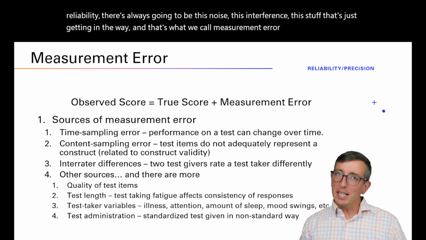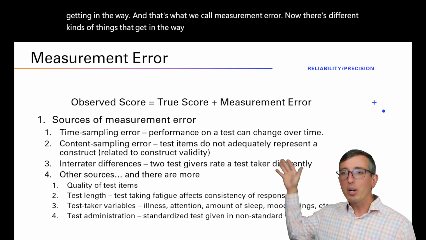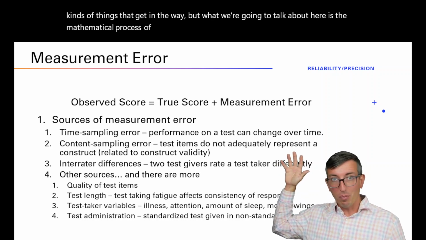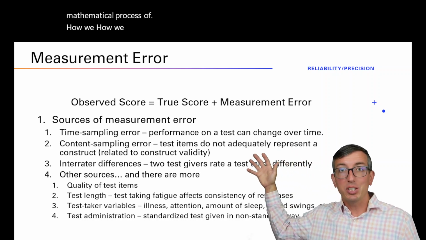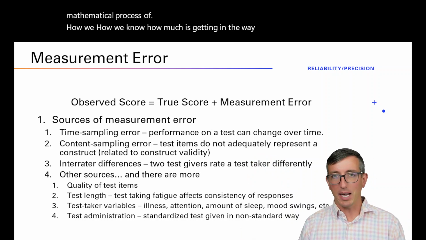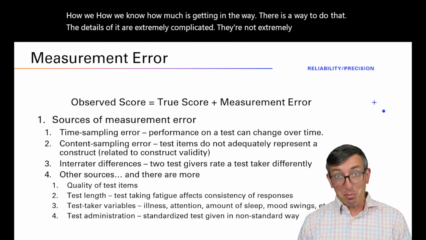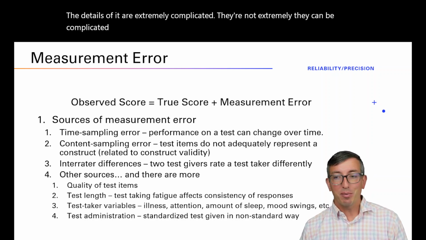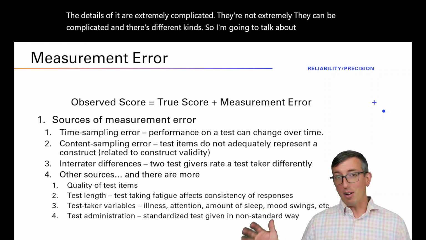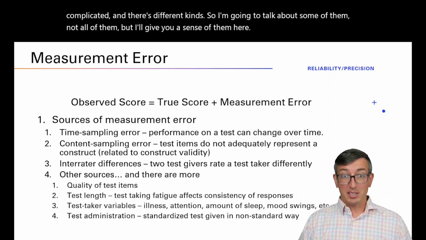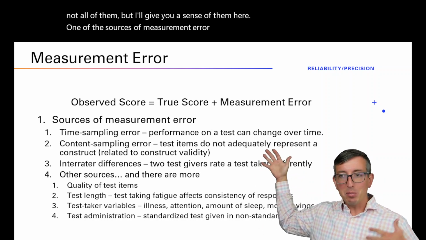Now, there's different kinds of things that get in the way, but what we're going to talk about here is the mathematical process of how we know how much is getting in the way. There is a way to do that. The details of it can be complicated, and there's different kinds. So I'm going to talk about some of them, not all of them, but I'll just give you a sense of them here. One of the sources of measurement error is time sampling error.